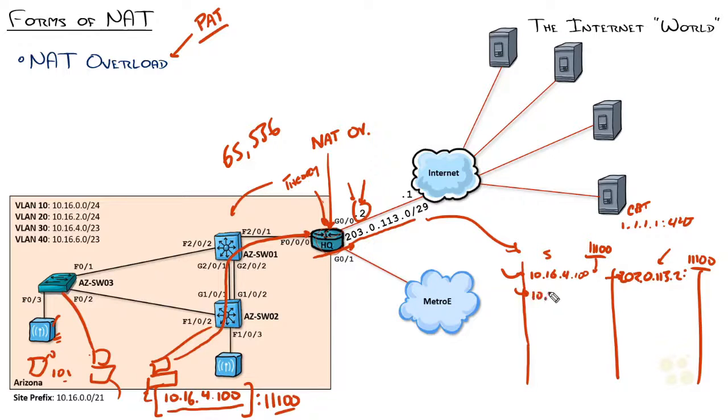So when 10.16.4.101, let's just say that smartphone just happened to generate the same source port number, 11,100, and so it's going to come in as, I think it just stole his IP address, as 11,100 as well. But the computer, the router, I should say, will realize, oh, I'm already using that. So let's just use the next one in order.